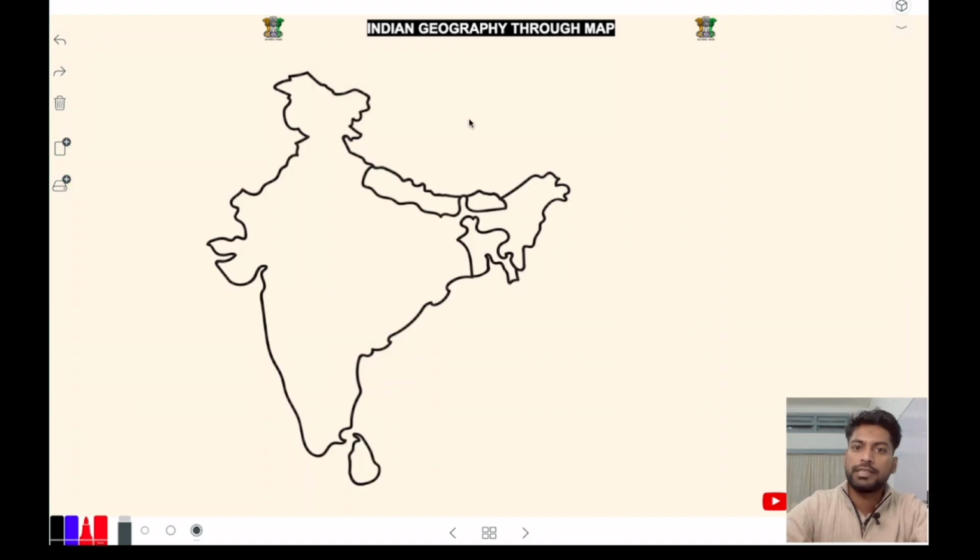Okay, so this is your homework. If you want the PDF, let me know in the comment section. I'll share the whole PDF. Okay, so you have to locate on map. What you have to locate, where is Himalaya? Dekho, this is your Himalaya.